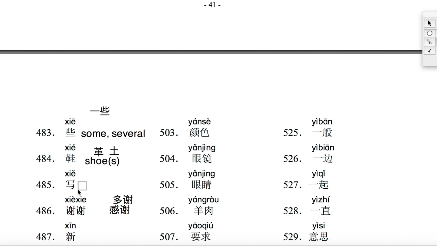485, 写. 写 means to write, to write characters, to write words. We say 写字. 写字. See? Here. You're writing. Okay. 写字.